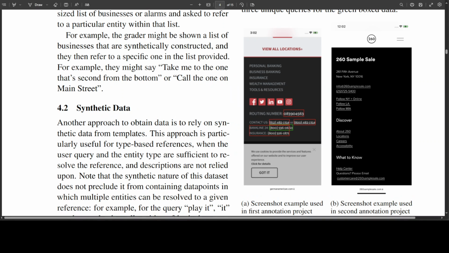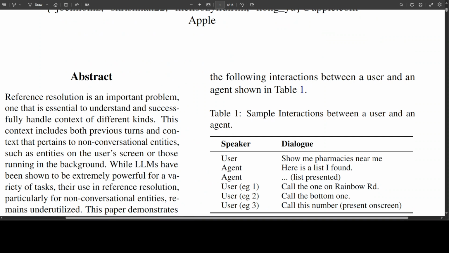For example, look at this screen from Apple, because Apple is all about handheld devices, so they are quite keen on voice assistants. For example, also consider the following interaction between a user and agent. Let me actually show you, because that will make it easier. So this is the example which I was talking about.